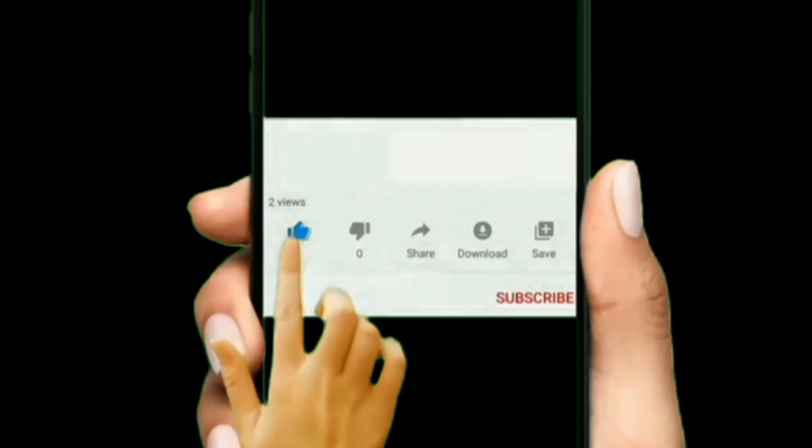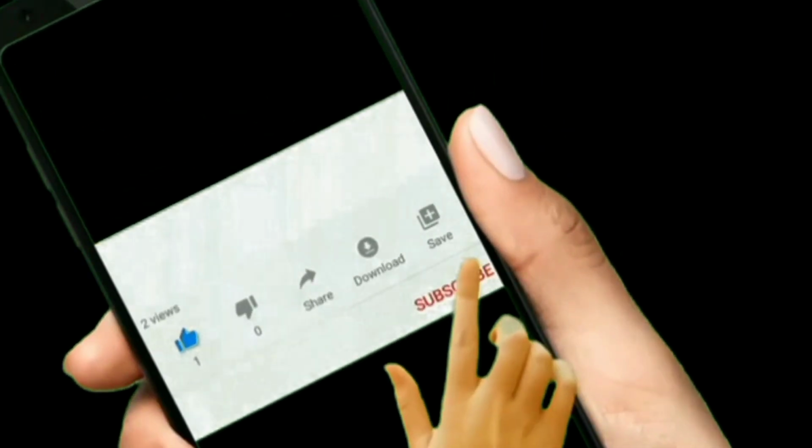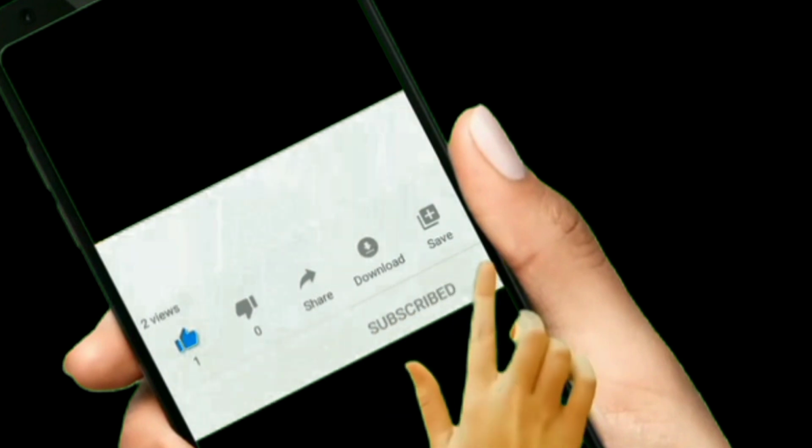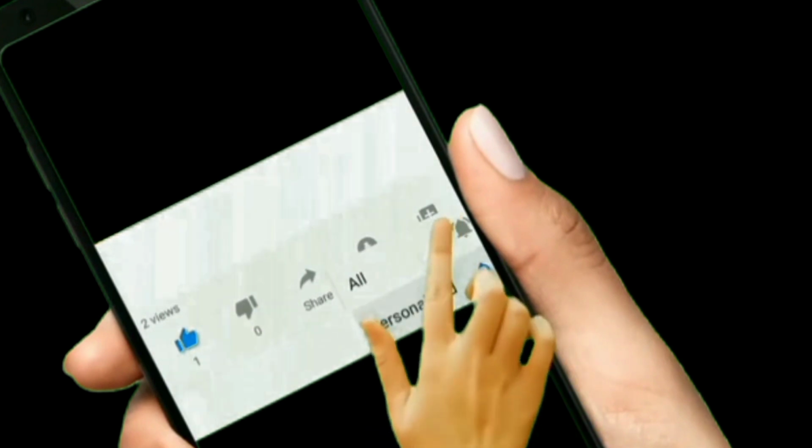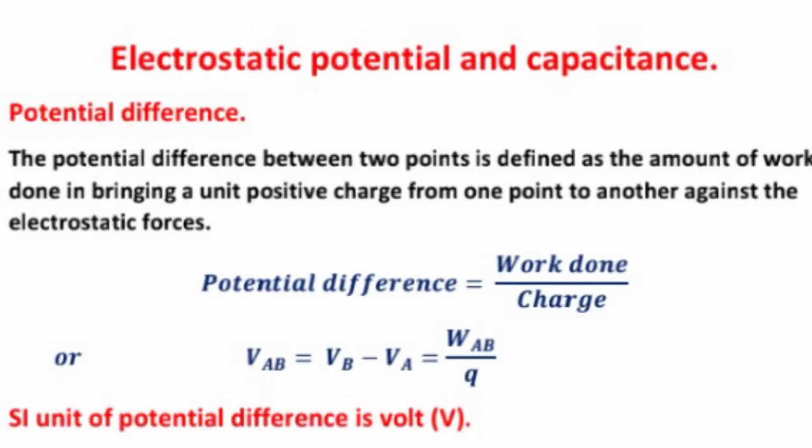The potential difference between 2 points is defined as the amount of work done in bringing a unit positive charge from one point to another against the electrostatic forces. Potential difference equals work done upon charge, V_AB = V_B - V_A = W_AB / Q. The SI unit of potential difference is volt.